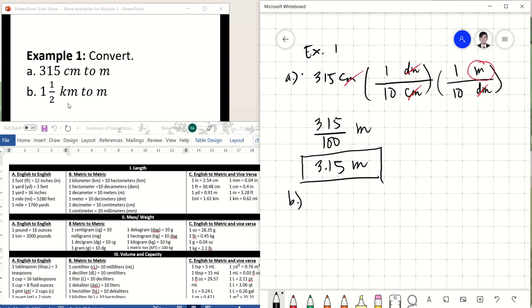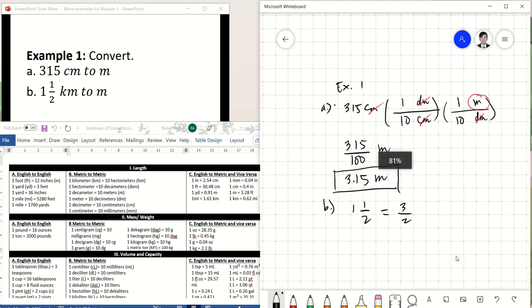So we now proceed to our B. That's 1.5 kilometers, and then we're asked to convert it into meters. First of all, this 1.5, it would be better if we convert it either to a decimal or to a mixed number. In our case, I will be converting it into a mixed number. How to convert it? 2 times 1, denominator times the whole number, added with the numerator. So 2 times 1 is 2, plus 1 is 3. And then copy the denominator. So 1.5 can also be considered as 3 halves because they're just equivalent.